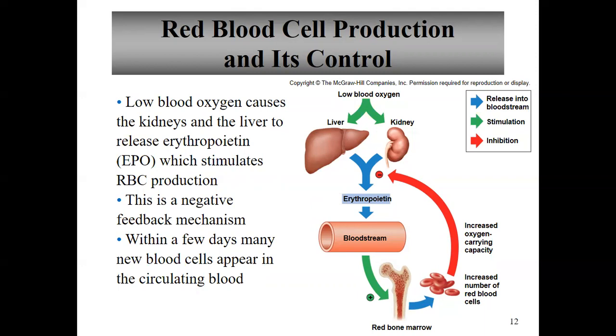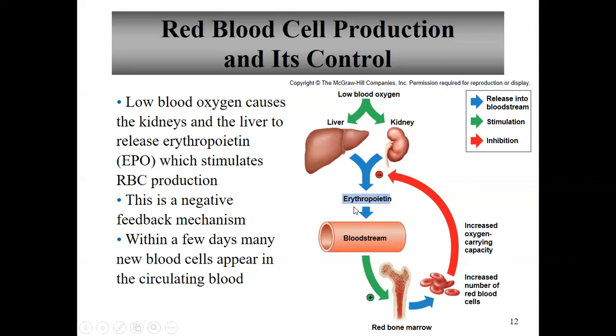So the body notices low amounts of something, whatever it's monitoring. The low amount of that thing will stimulate production of something else. So low blood oxygen will go to the liver and the kidneys, and in both of those, that will stimulate the production of erythropoietin. Erythro, again, means red, referring to red blood cells. Poietin talks about starting something, right? So erythropoietin is how we produce, form, or start red blood cells.